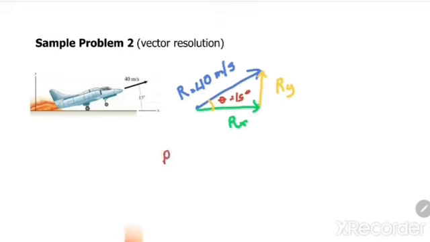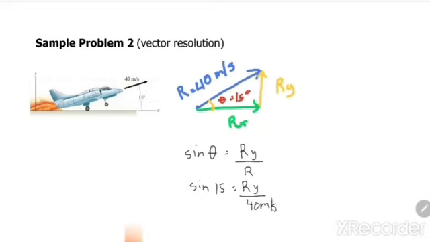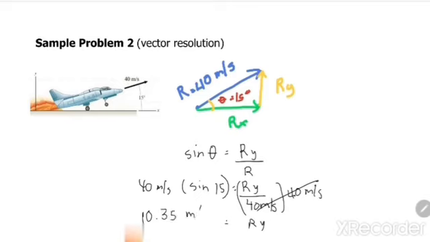Okay, to get ry, it's the opposite, so I'll use sine. Sine theta, opposite is ry over hypotenuse r. Theta is 15. ry is unknown. r is 40 meters per second. Okay, multiply both sides and cancel this. I have ry equals 40 times sine 15, which is 10.35 meters per second. Okay, that's the value of my y component.